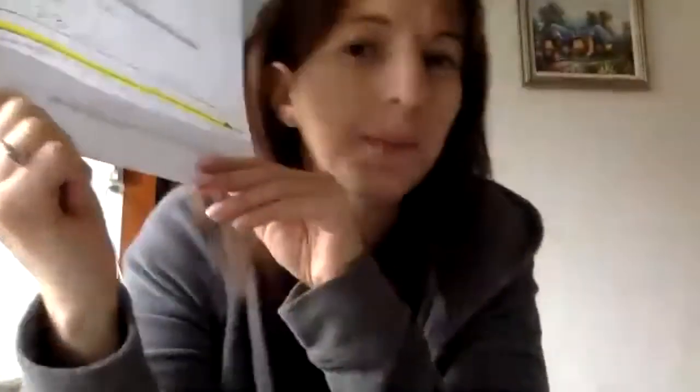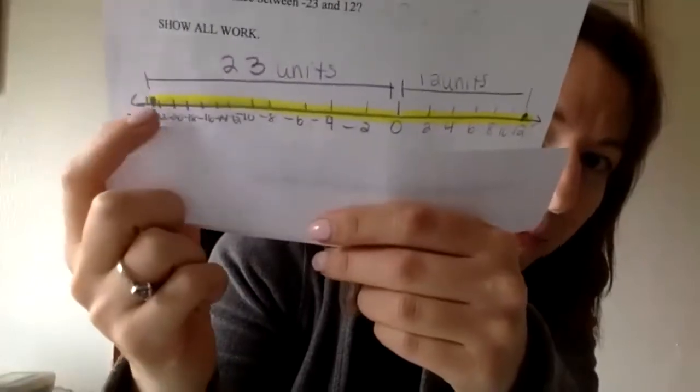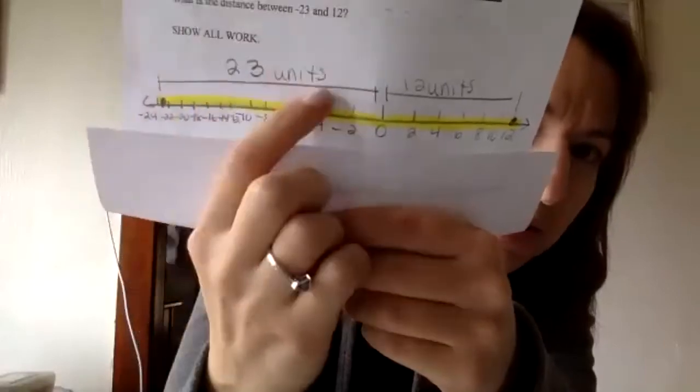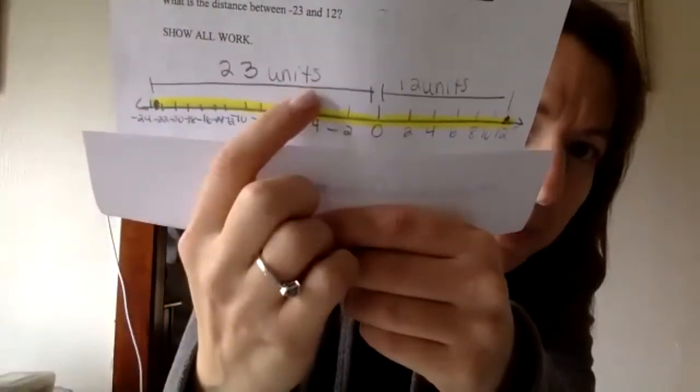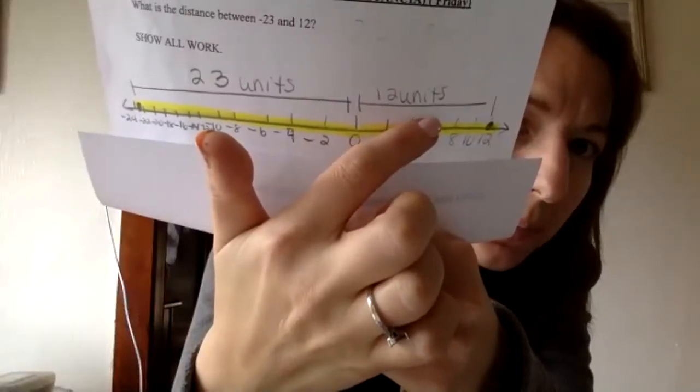Now, Jazzy, how far is 0 from negative 23? How many units or hops is 0 from 23? 23. Right. So look, if you can see, this is where negative 23 is. So from negative 23 to 0, it's 23 units, 23 spaces, or 23 hops. Because it says negative 23, we want to get to 12, right, Jazzy? Yeah. So how far is 0 from 12, Jazzy? 12 units. 12. Right. 0 to 12 is 12 units.